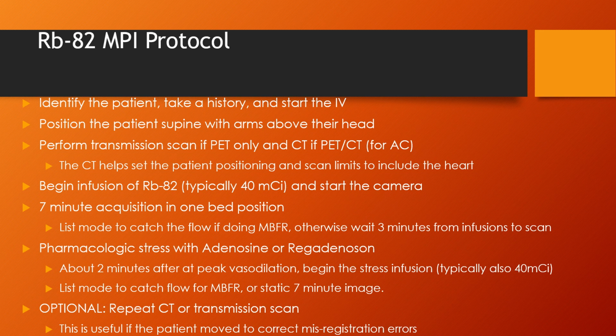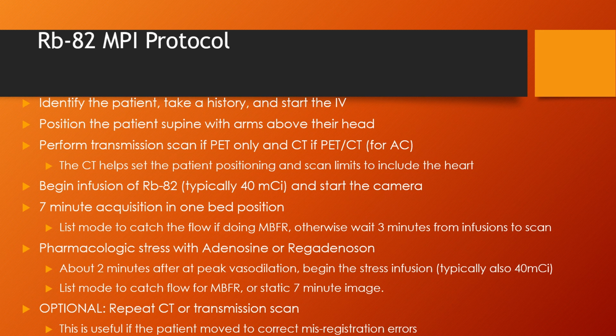If you're doing list mode to catch myocardial blood flow reserve, you will start right away at that 2 minutes. Otherwise, we'll go ahead and infuse the rubidium, and then you wait 3 minutes and do the 7-minute static image. It is optional to repeat the CT or the transmission scan if you believe that the patient moved at all during their stress portion, and this is useful to correct misadministration.